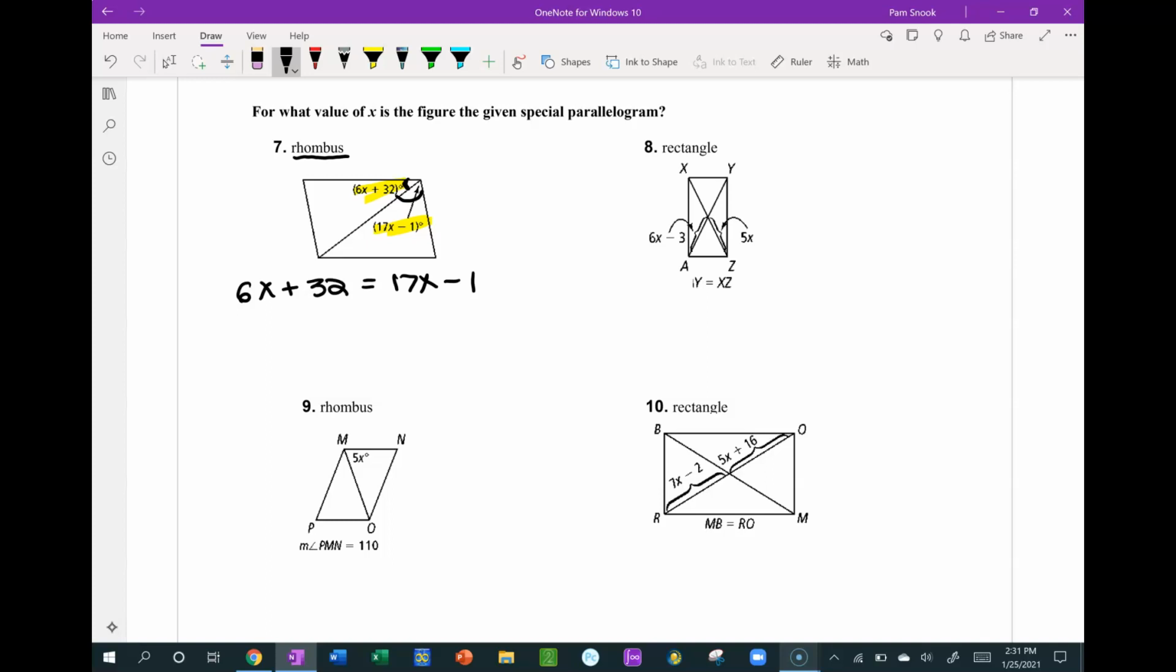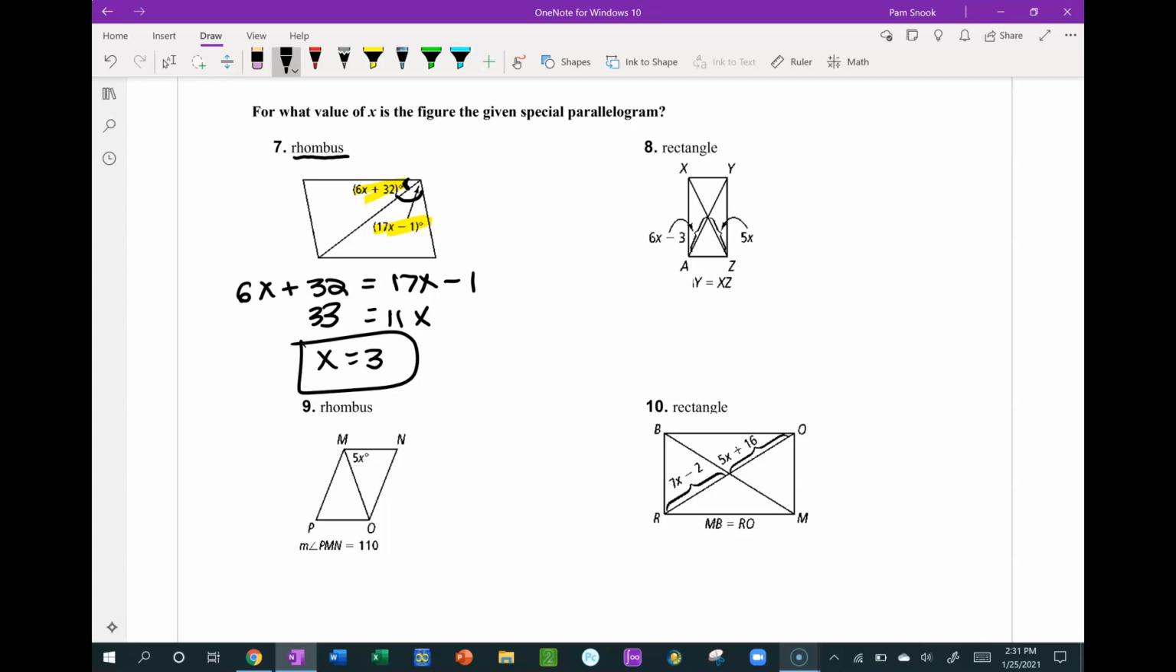And then just solve the equation. So this was the geometry. Writing that equation, that's the geometry. Now we're doing algebra. I'm going to subtract 6x from both sides, so I get 11x. I'm then going to add 1 to both sides, and I get 33. And then when I solve this, divide both sides by 11, I get x equals 3. So if x equals 3, then, and only when x is 3, no other value will work, this figure is a rhombus.